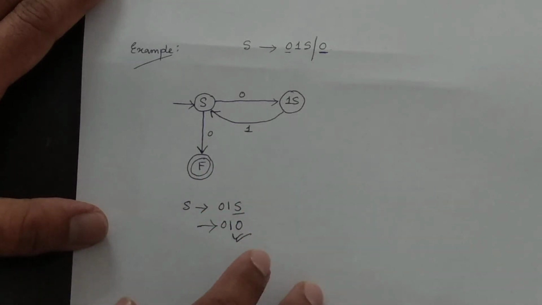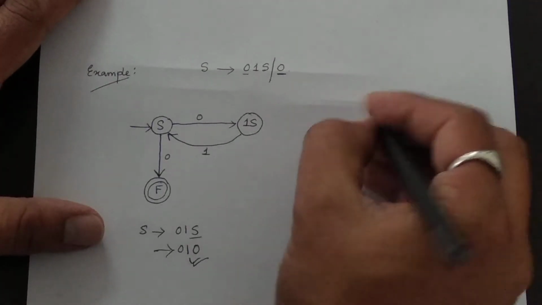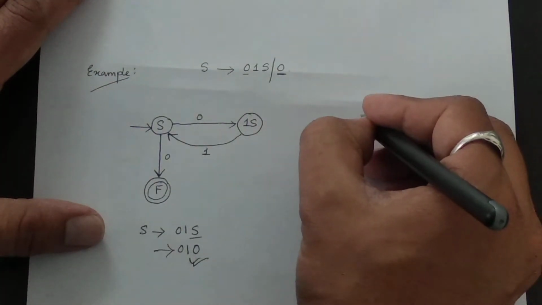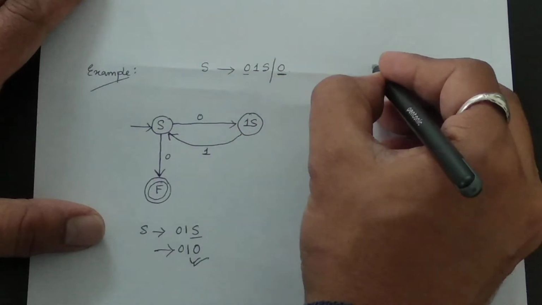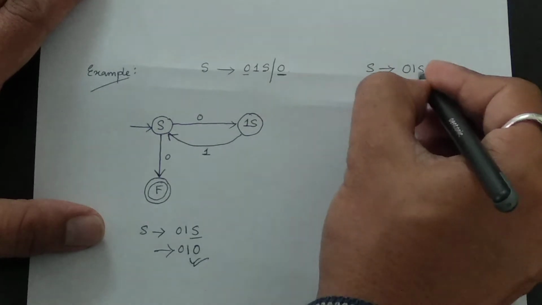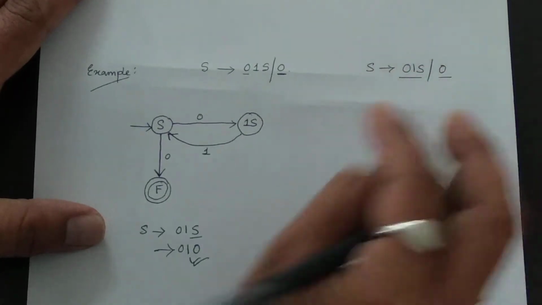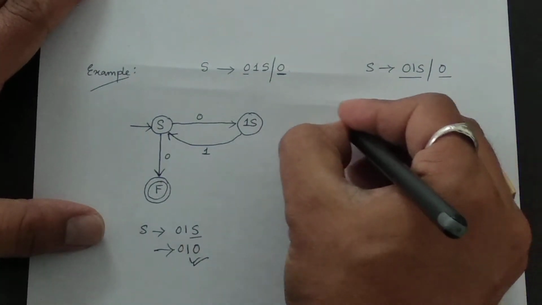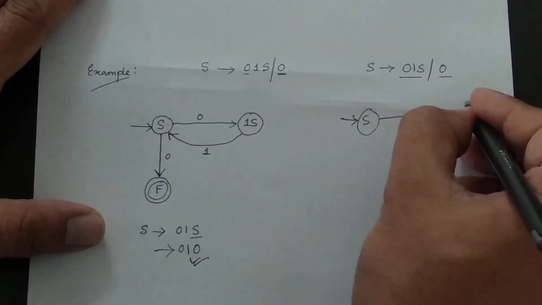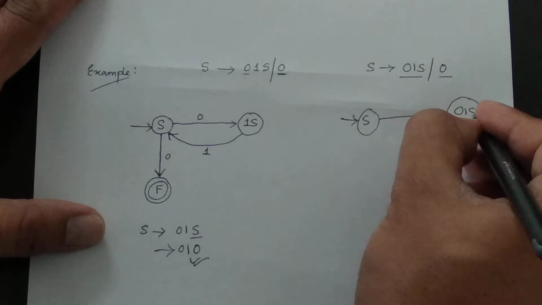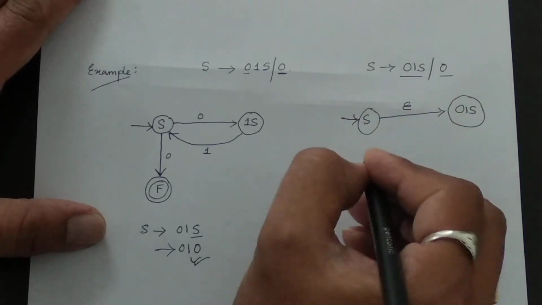Now if I ask you to draw an epsilon NFA for this, as simple as that, how do you have to draw? First you have to check how many productions you are having. Again, I'm writing over here, S tends to 0, 1, S and 0. How many productions are you having? 2 productions. So from initial state S, I'll be drawing 2 productions. One is your 0, 1, S, that is epsilon, okay?